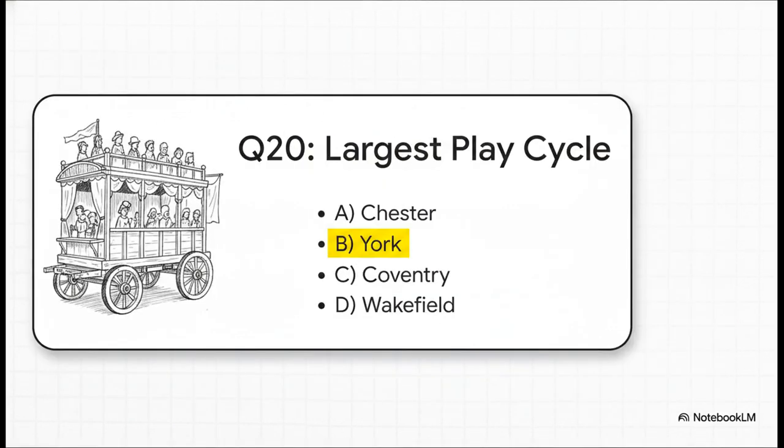Question 20 tests you on sheer scale. Which cycle of miracle plays is the largest, consisting of 48 individual plays? Is it A, Chester, B, York, C, Coventry, or D, Wakefield? The answer is B, York. If you guessed this based purely on the huge scale, you're spot on. The York cycle completely dwarfed the others by bringing an incredible 48 individual plays together into one giant theatrical event. That is a massive undertaking.